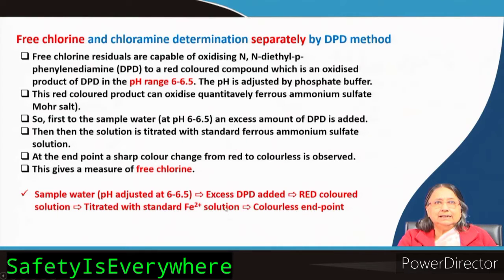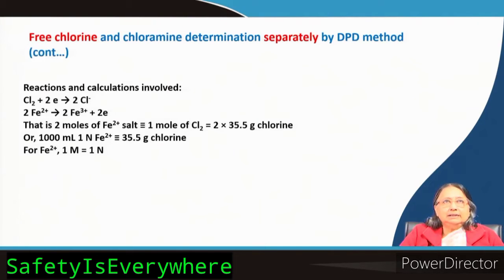So, this is written in a simple way: sample water, pH adjusted to 6 to 6.5, excess DPD added, red colored solution, then titrated with standard Fe2+ solution, colorless endpoint. So, that is the path. And the calculation is like this: you have chlorine, free chlorine. Chlorine acts as an oxidizing agent, so it is reduced, and Fe2+ is oxidized when it reduces that DPD oxidized product. So, this is the calculation.